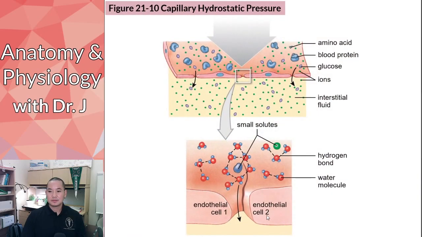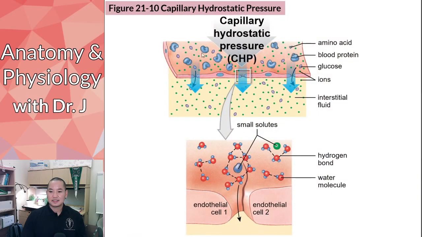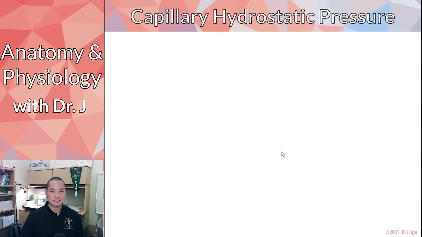All right, so what do we see here? Let's zoom in on this even closer. Now, again, we have that capillary hydrostatic pressure pushing fluid from the inside of the lumen of a capillary toward the outside interstitial fluid. So again, how does that happen? It happens by going through these little cracks between these endothelial cells that make up the inner lining of your capillaries.